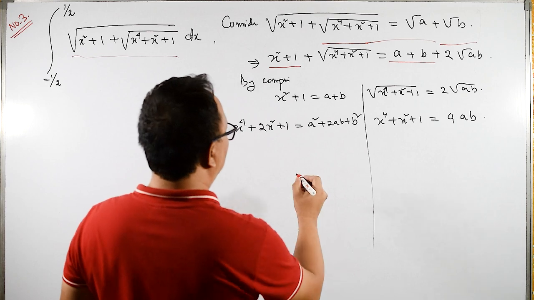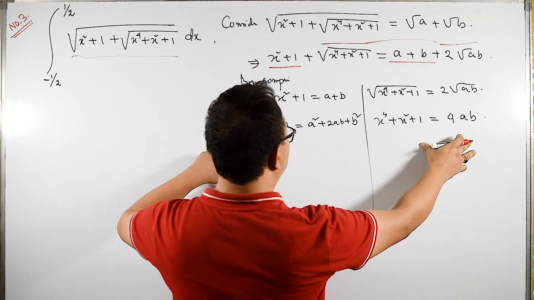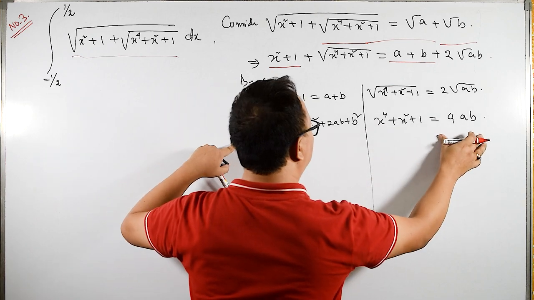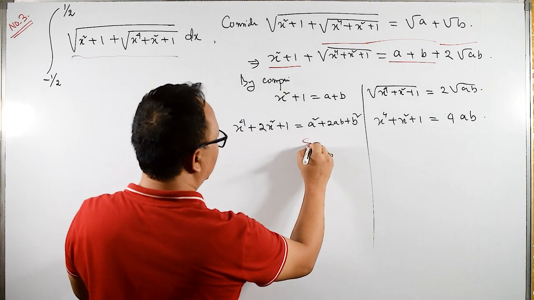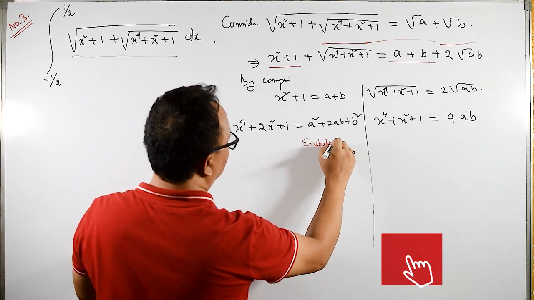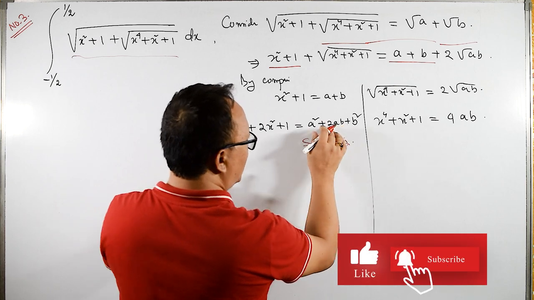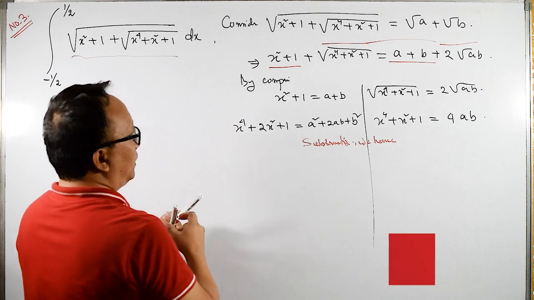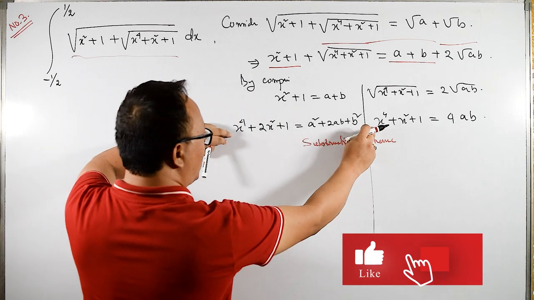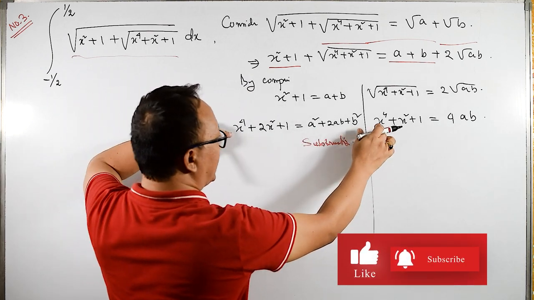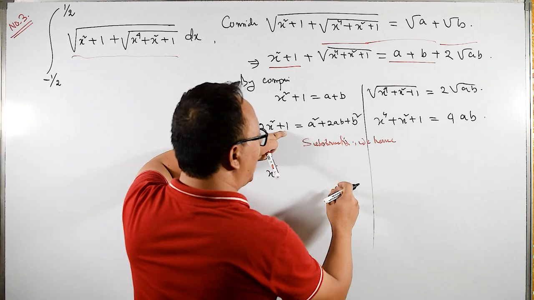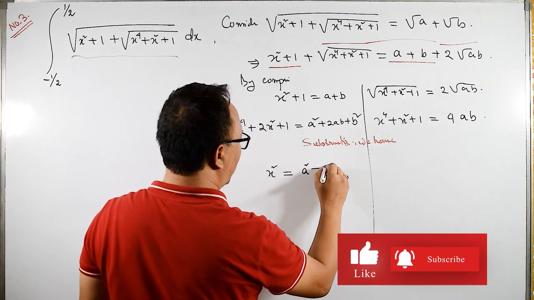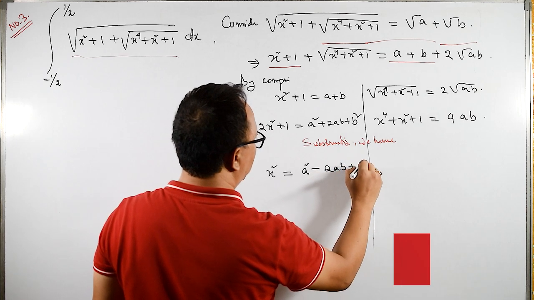So now this equation and this equation, if I subtract, I give minus in this equation, so subtracting these two equations, I'm giving minus over here. So x4 gets cancelled, x square plus 1 minus 1 gets cancelled on the left hand side, and we have a square minus twice a b plus b square.